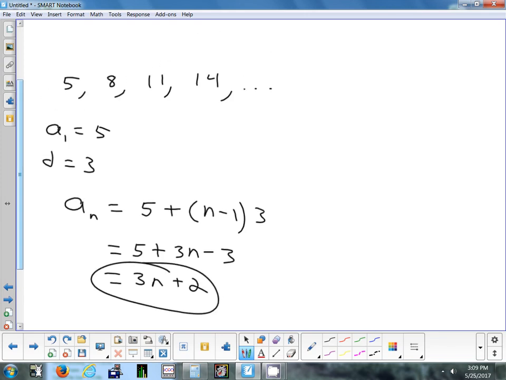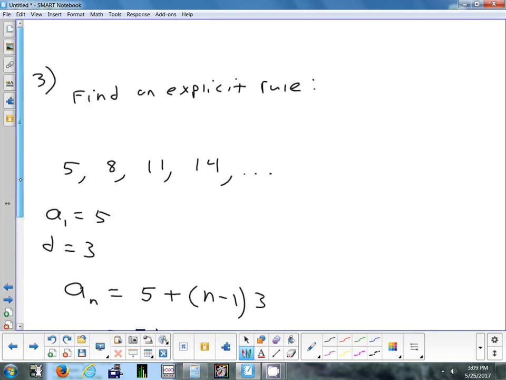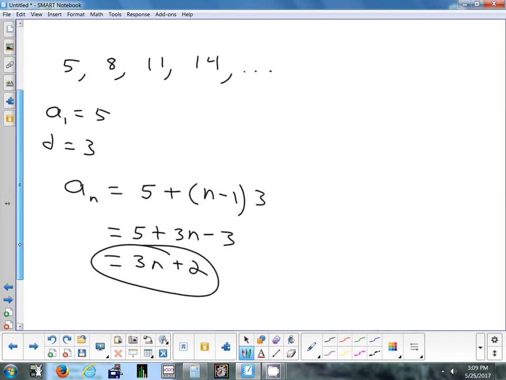Let's check it and see if it works. So if we want to know our third term, plug in 3 for n. What's 3 times 3 plus 2? Did it work? Yeah. And if we check the fourth term, 3 times 4 is 12, 12 plus 2 is 14. So now if you wanted to know the 50th term, all you got to do is 3 times 50 plus 2. So that's an explicit formula for an arithmetic sequence.